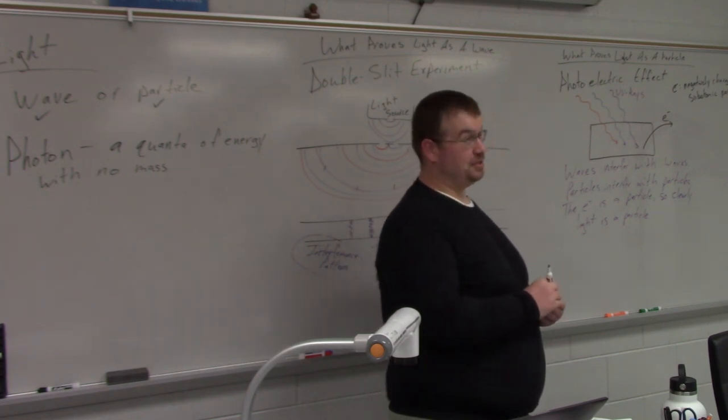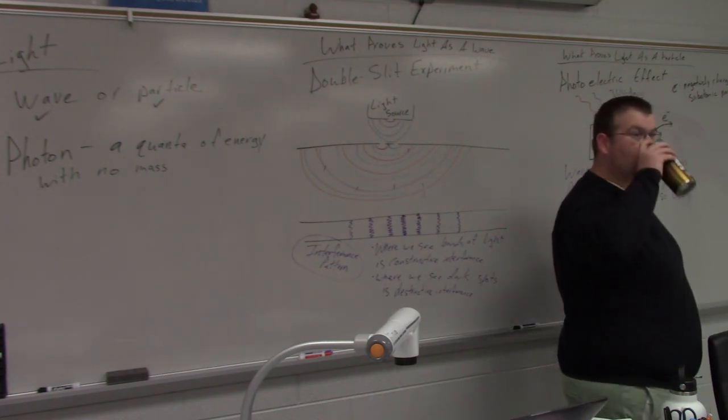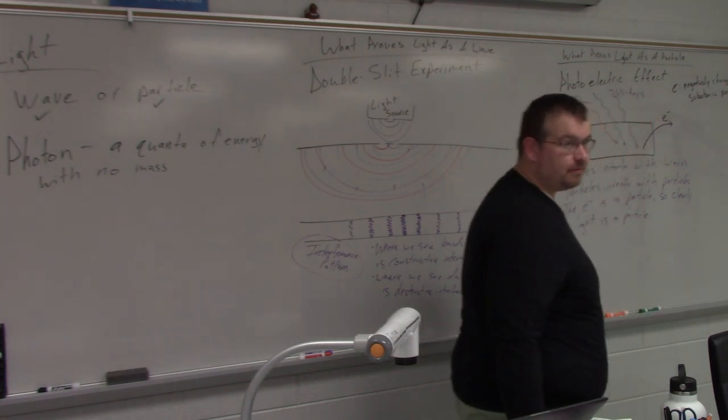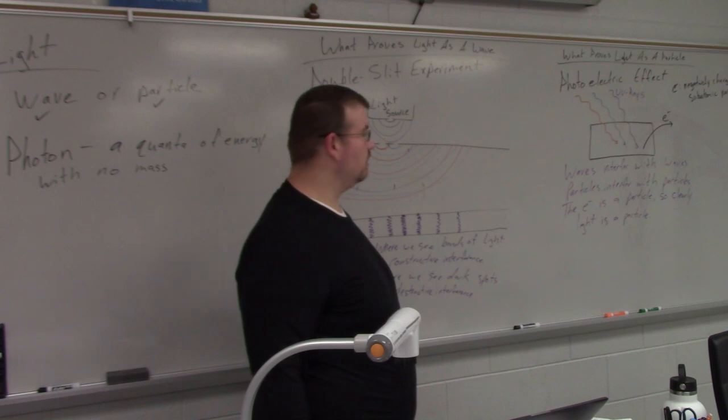But I thought the light didn't release the electrons. I thought it was only the UV rays. Because there's light particles too. What? Oh, there's light particles in the UV. What do you mean?